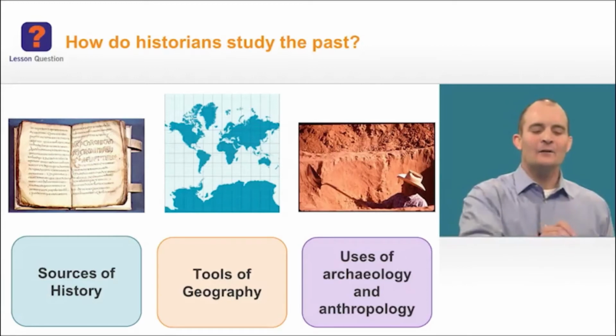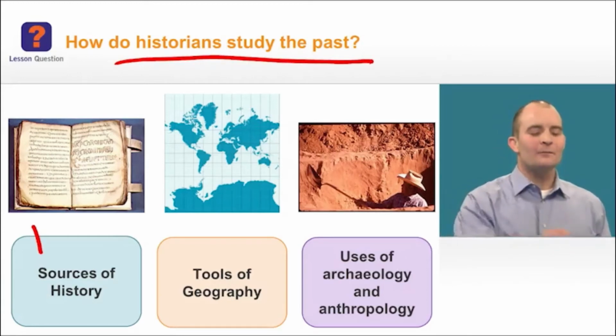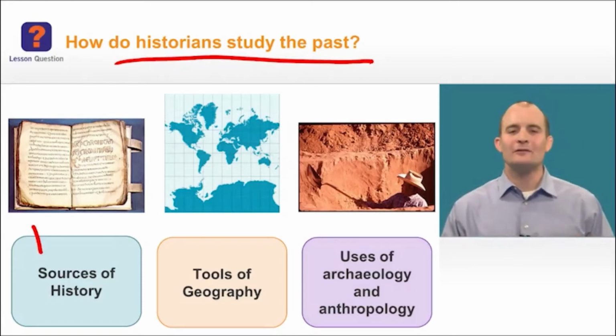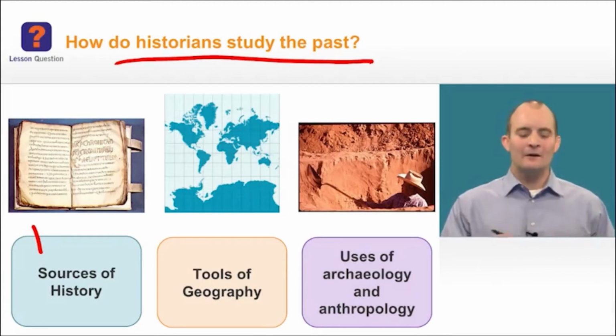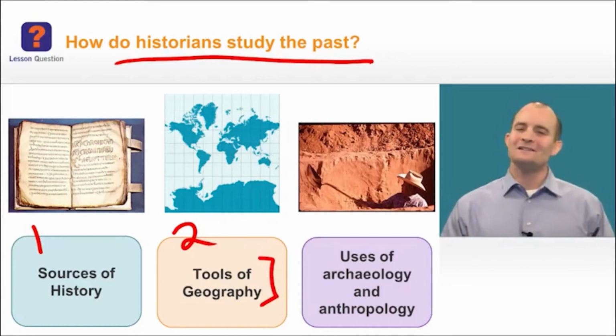It says, how do historians study the past? Well, recall, in the first part, we talked about the sources of history, primary versus secondary source, as well as some of the criticisms of historians. Now, in this second part, we're going to be looking at the tools of geography. So let's go ahead and get started with this second part of the lesson.